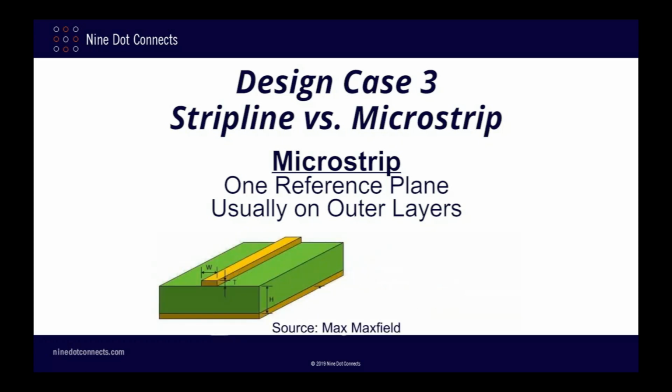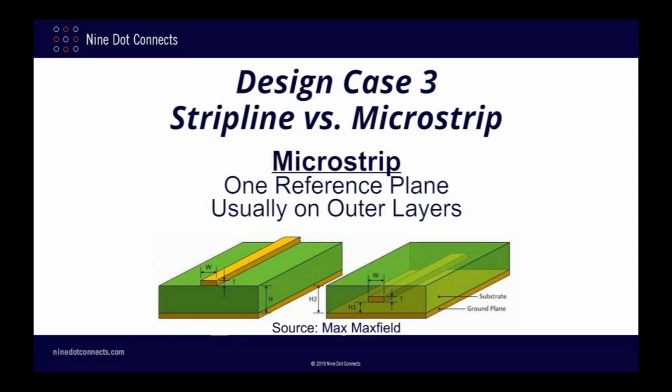A microstrip is defined as a trace that has only a single reference plane. In order to obtain this kind of geometry, the microstrip is usually routed on an outer layer, thus ensuring that there is no copper above it. I say usually because there is a relatively rare usage case in which the trace is actually buried in dielectric. This is known as an embedded microstrip. So it is technically not on the outer layer of the PCB, but it is on the top or bottom copper layer.